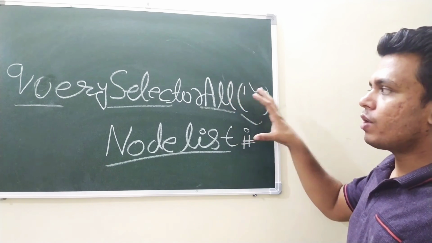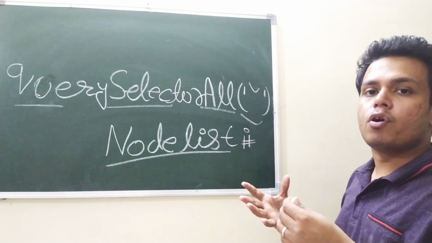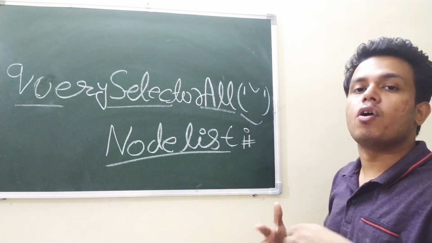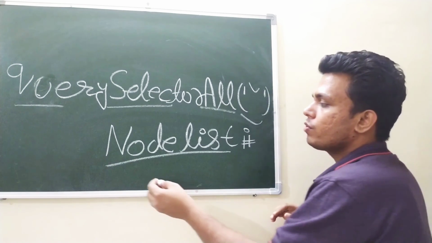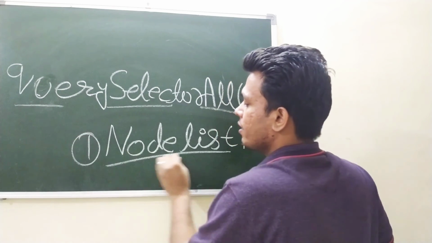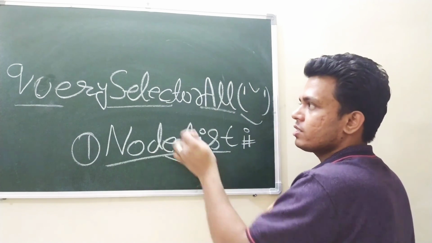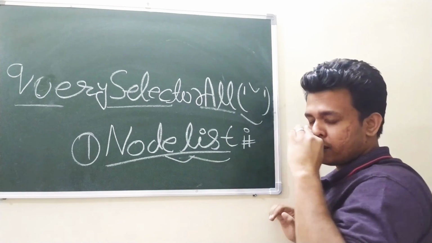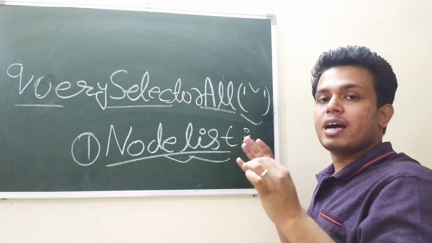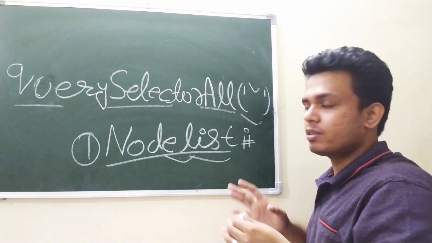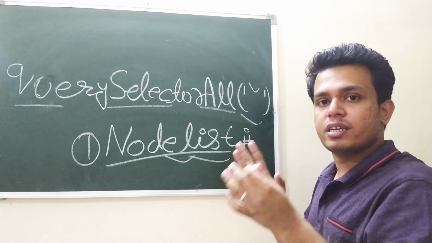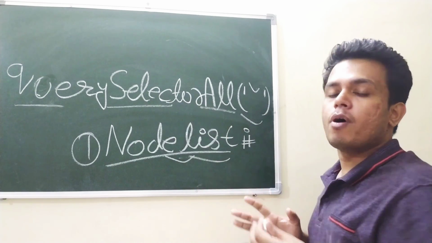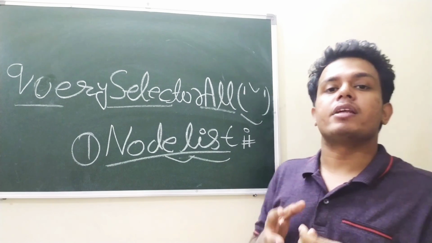But what is the difference? It is not going to return the first one, it is going to return all the elements, and it will return a node list. This is a very important term, node list. Query selector all returns a node list, and get element by class name returns an HTML collection. There is a difference between these. We will discuss it in a separate video. So this is all about the DOM APIs available in JavaScript.